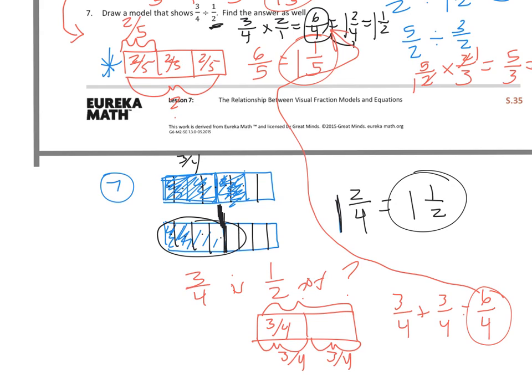So 2 different models to show. We can do a side-by-side with the 2 tape diagrams, or we can do the 1 tape diagram using the numbers saying 3/4 is 1/2.